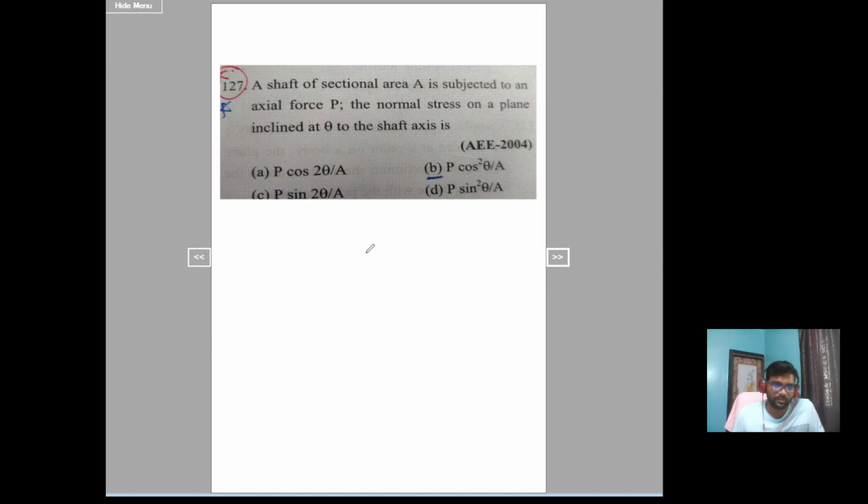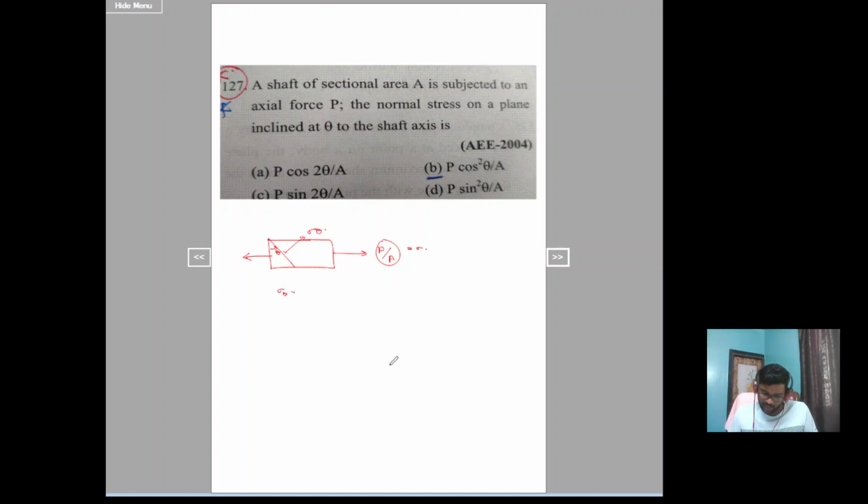That is, I have a body like this and it is subjected to P force. Let's take the stress which is P by A, which is sigma. So the normal stress on a plane inclined at an angle of theta, he is mentioning. He is asking to calculate the normal stress on that plane. So let's take this as sigma theta.